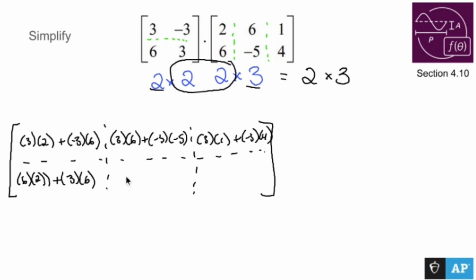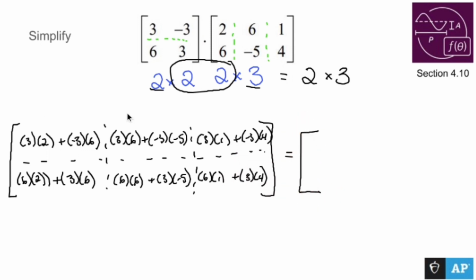Second row, second column: 6 times 6 plus 3 times negative 5. Then you have 6 times 1 plus 3 times 4. Okay, now it's just a matter of you doing some math and tons of it. So, see if I have enough space. 6 plus negative, so negative 18. Let me continue with the dashes until I'm completely done.